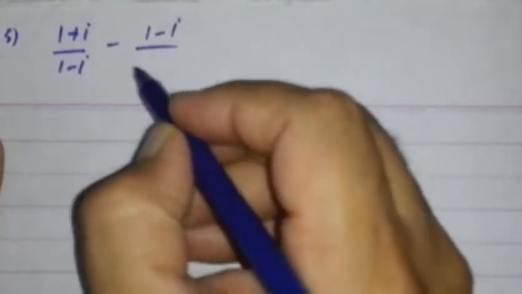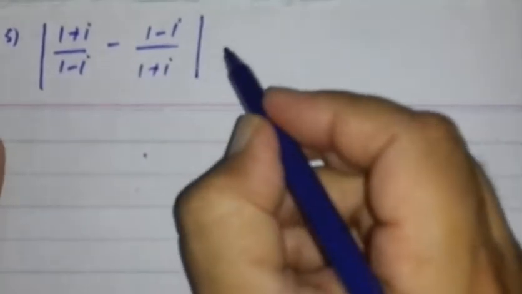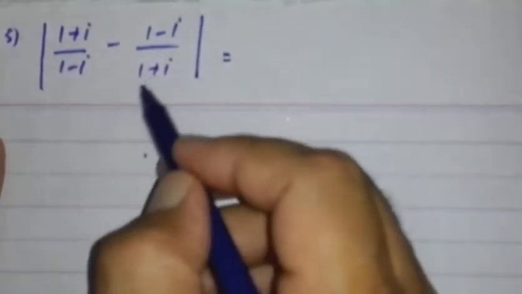Bismillahirrahmanirrahim. Question number 5. Find the modulus of (1 plus iota over 1 minus iota) minus (1 minus iota over 1 plus iota). So taking the modulus, take the LCM.